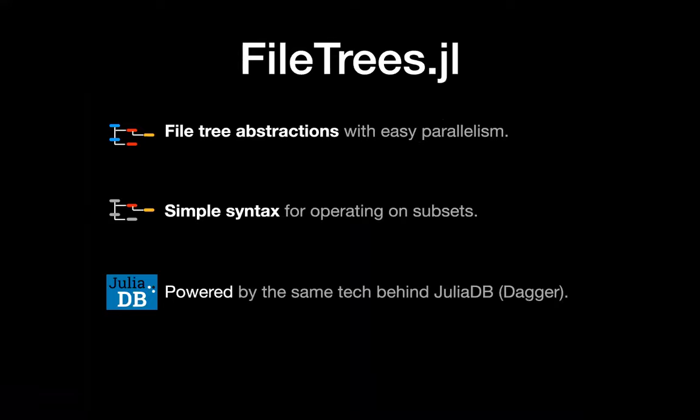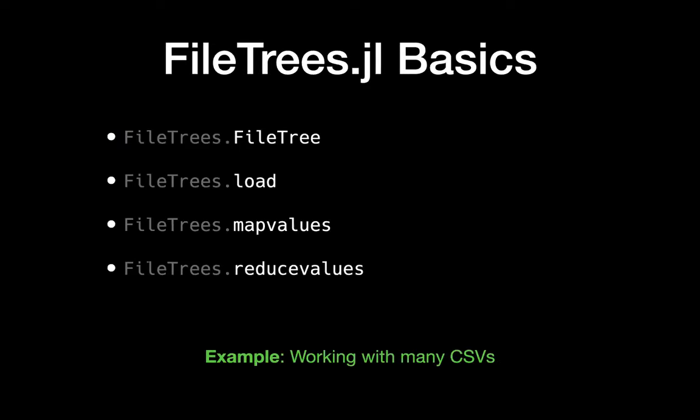So one of the benefits of file trees is that it's very easy to do parallel computing with it. And there's also some nice syntax for getting subsets of files. And it's powered by the same tech that powers JuliaDB, which is Dagger. So Dagger is a distributed scheduler for Julia, which is pretty clever. And it works really well with file trees, as we'll see in a second.